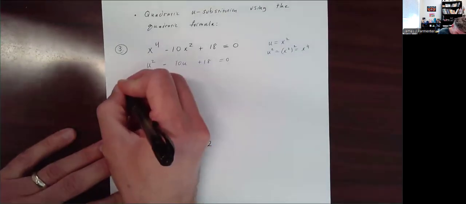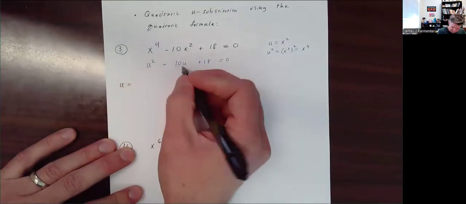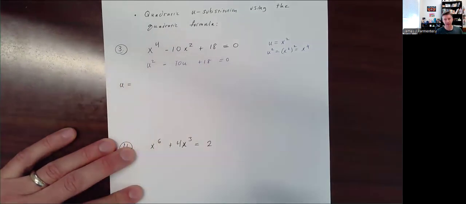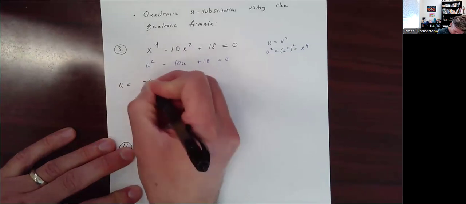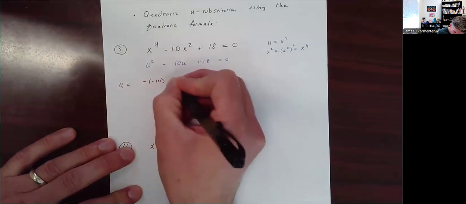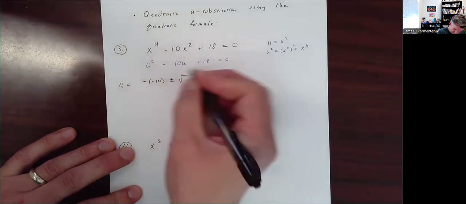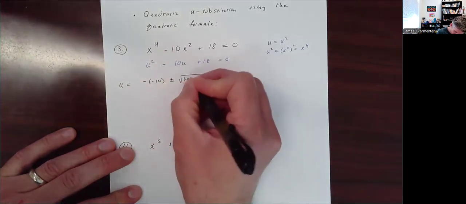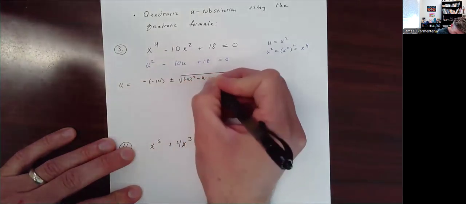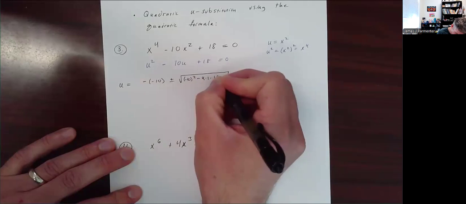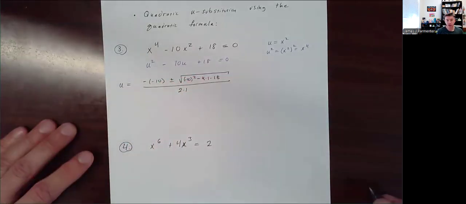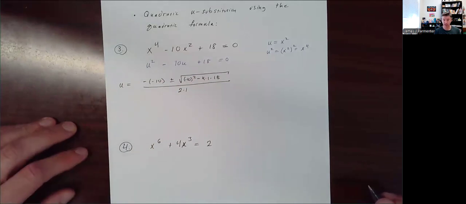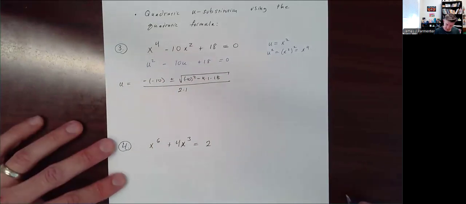So we're going to say that u is equal to negative b, which is negative 10. I'm not going to write out the formula. It's available. Plus or minus the square root of b squared minus 4 times a times c all over 2 times a. And I didn't write them out. B here is negative 10, a here is positive 1, c here is positive 18.